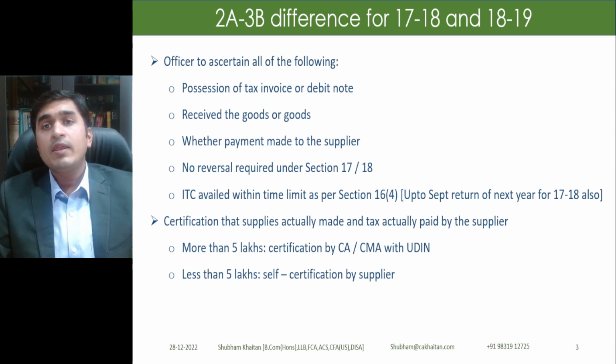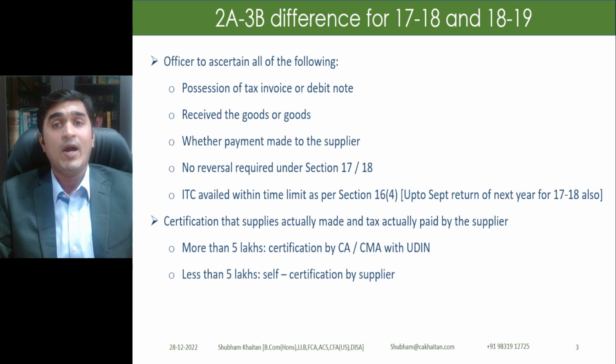So here they have said that he can ask the recipient to contact the supplier for a certificate, and if the difference is more than 5 lakh rupees, certification by a CA or CMA would be required. So the certificate would be given by the supplier's CA or CMA along with UDIN that the tax has actually been discharged by the supplier. Less than 5 lakh rupees, self-certification by the supplier is also sufficient that the tax has been discharged by him. If this certification is obtained, it would be deemed that the supplier has already made the payment of taxes and in such cases the ITC would be allowed.